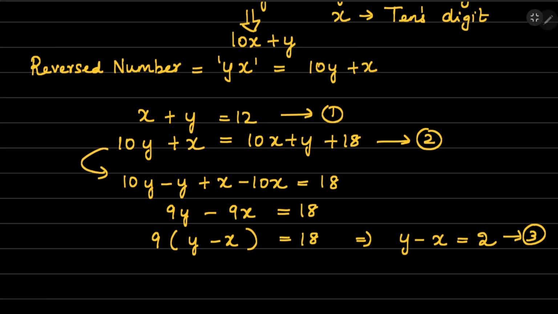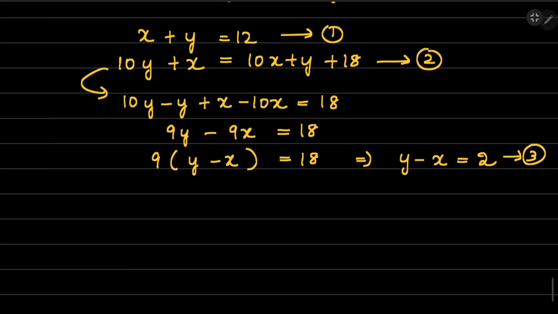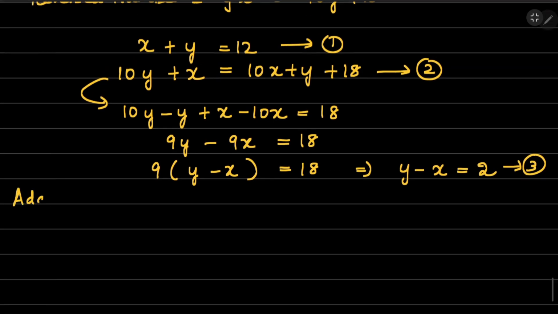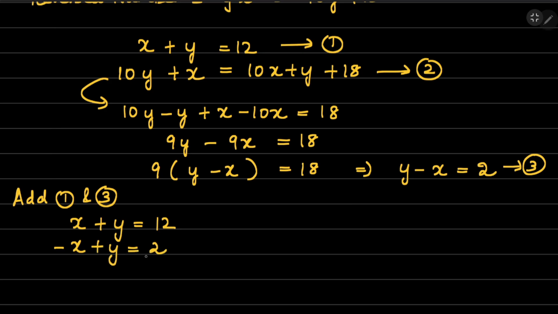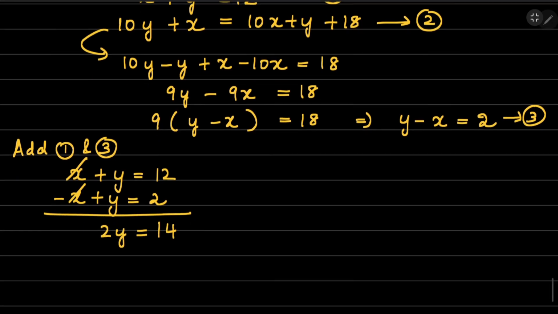So what do you see here? In equation 1, you have plus x plus y. Here you have plus y and minus x. Let's add these two. Adding equations 1 and 3: the first equation is x plus y equal to 12, the third equation, rearranged, is minus x plus y equal to 2. When you add them, plus x minus x will get cancelled. You have 2y equal to 14, so y equal to 7.